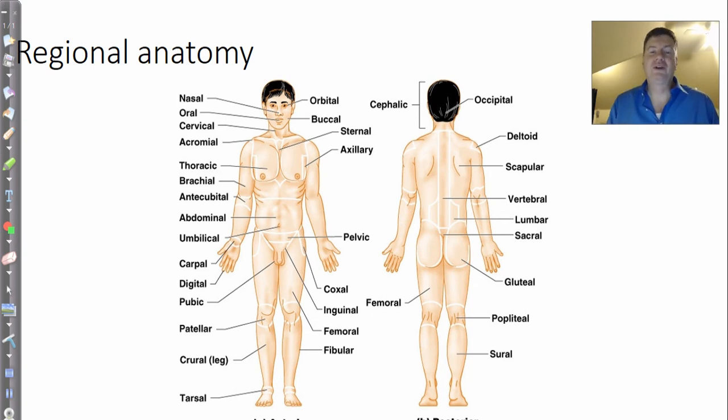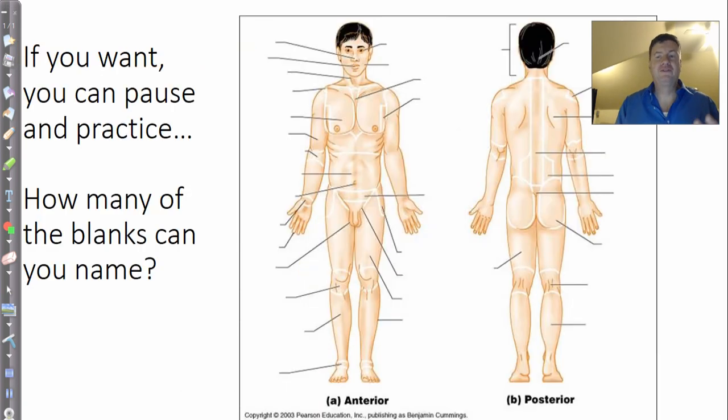And once again, if you want to pause the video and practice this, actually I'll show you the next slide, then you can pause. You may want to spend just a minute and look at these areas. And then if you want to practice labeling some of the lines, you can do that. So here we go. Countdown. 3, 2, 1. And we're back.